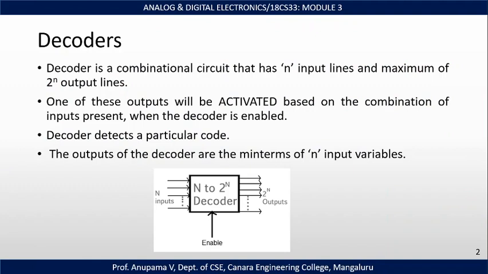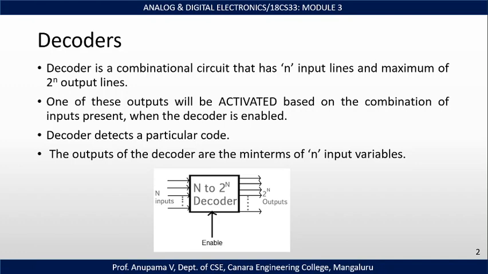The decoder is commonly used type of integrated circuit. Decoder is a combinational circuit that has n input lines and maximum of 2 to the power n output lines. The block diagram of n to 2 to the power n decoder is as shown. There are n inputs for n to 2 to the power n decoder and 2 to the power n outputs. Along with the n input, it has an enable input which is used to enable the decoder or to activate the decoder.